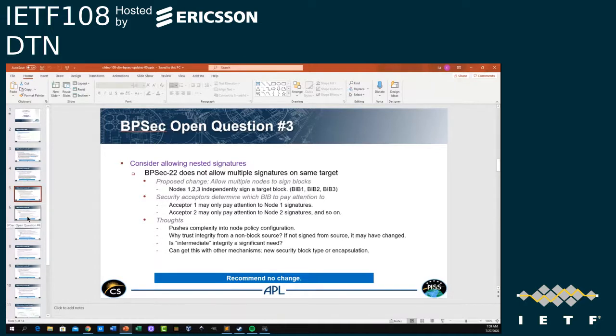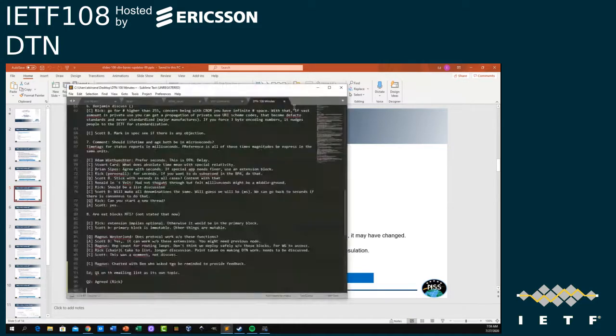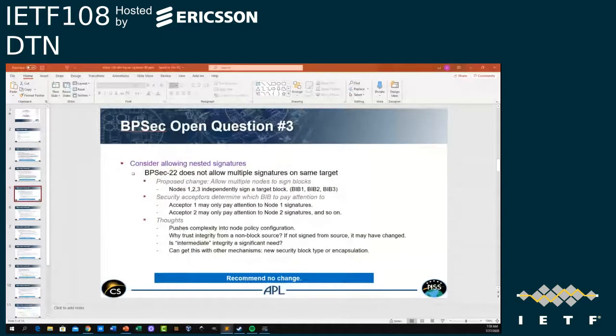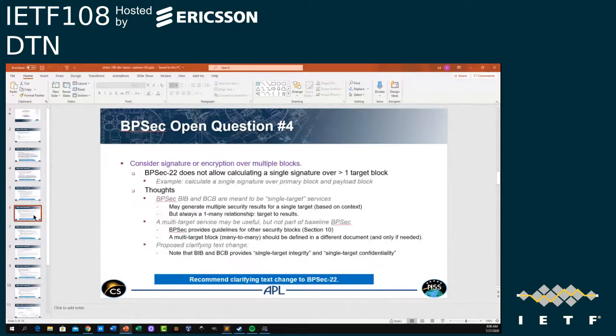Question to the floor. Does anyone feel strongly about this? Again, my suggestion would be take it to the list if you do. I think, Ed, you should proceed with your current recommendation unless somebody feels really strongly about this. Okay.